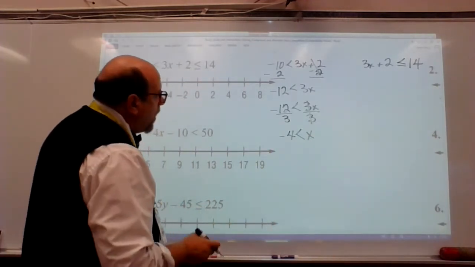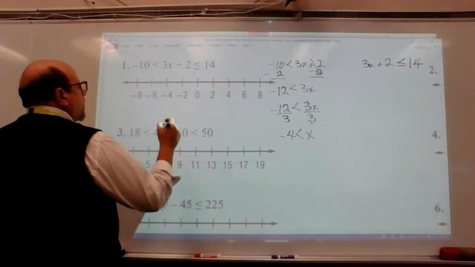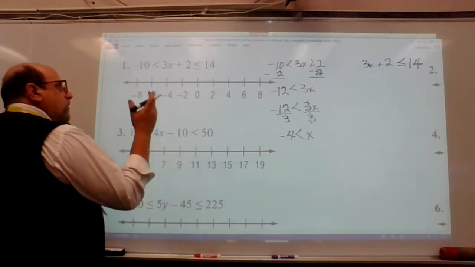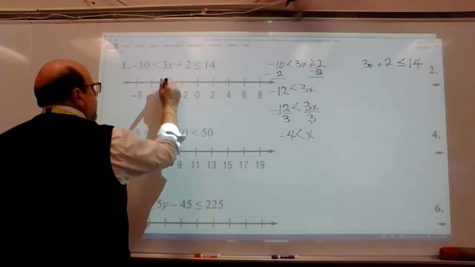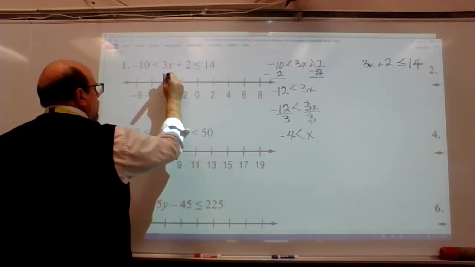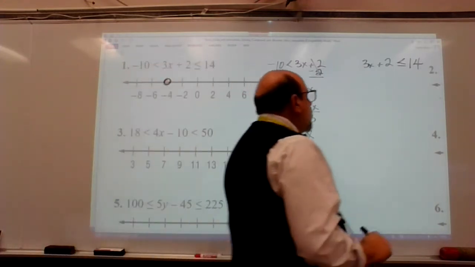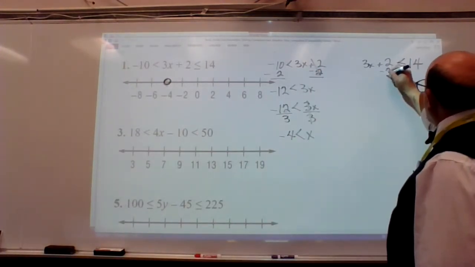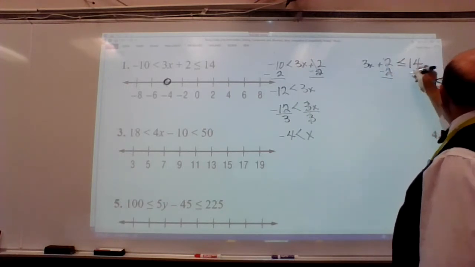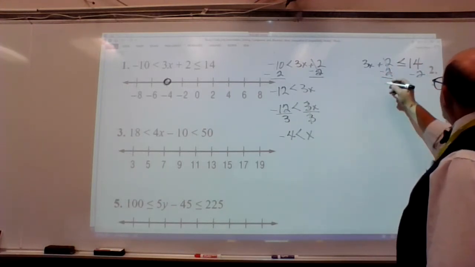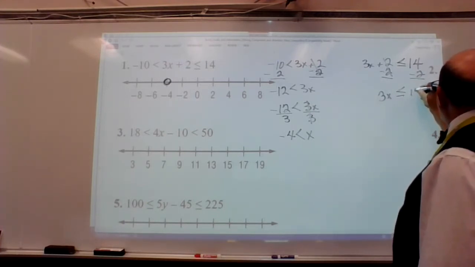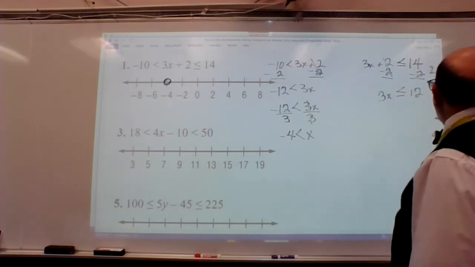Okay, well, I can go ahead and graph that now, right? Or can I? It's going to be an open circle around the negative 4. So let's start doing this work. I again am going to subtract 2 from both sides, and 3x is less than or equal to 12. Oh, look at that. 4 is all around.